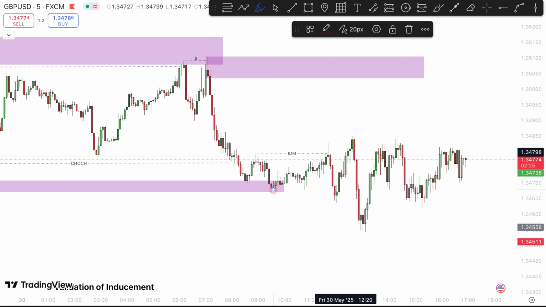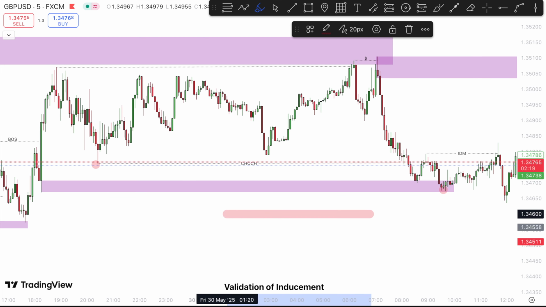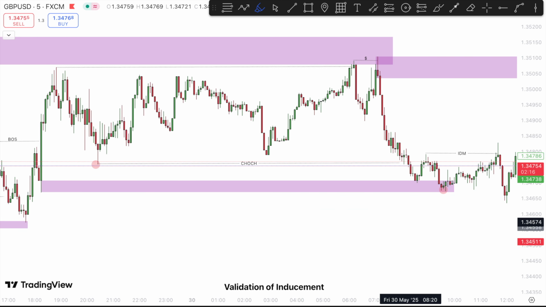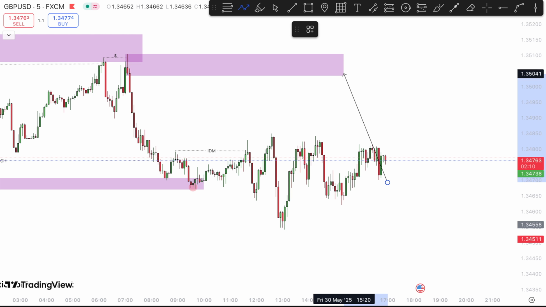So after taking the inducement, the price gave a move to the downside. So we also have liquidity zones below. The price is giving rejections and reactions right now, but eventually if the price comes up and taps this zone, then we can see a good reaction.